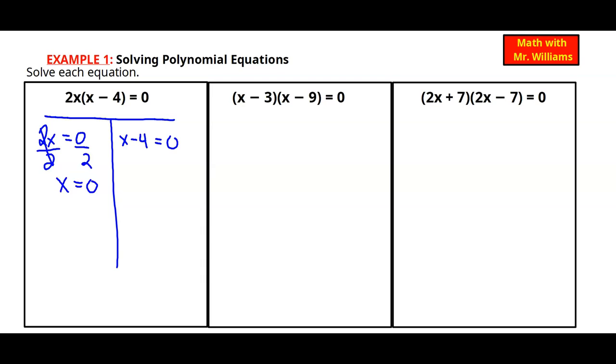And on the right, I see x minus 4 equals 0. So I'm going to cancel out that minus 4 by adding 4 to both sides, giving x equals 4. So my roots are x equals 0 and x equals 4. All right, on to the second one.